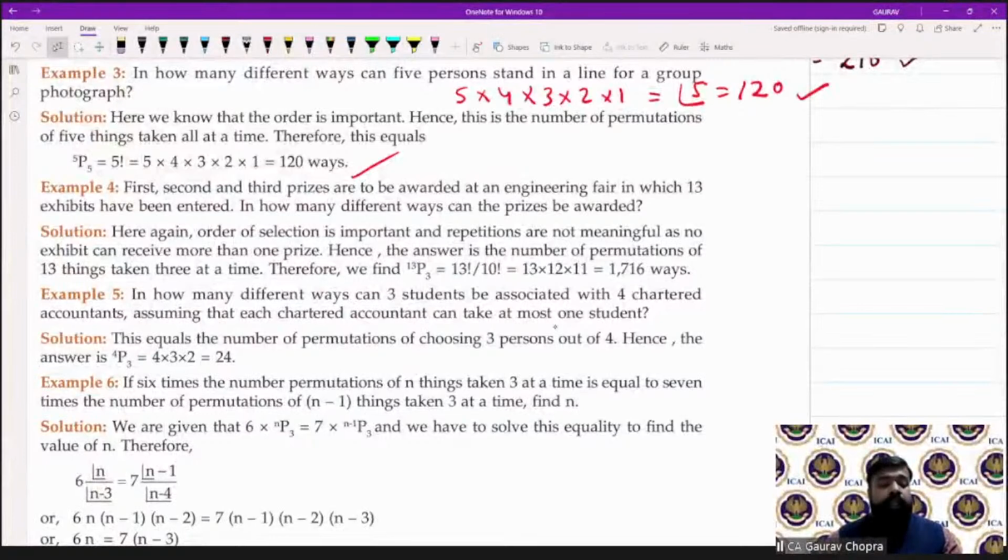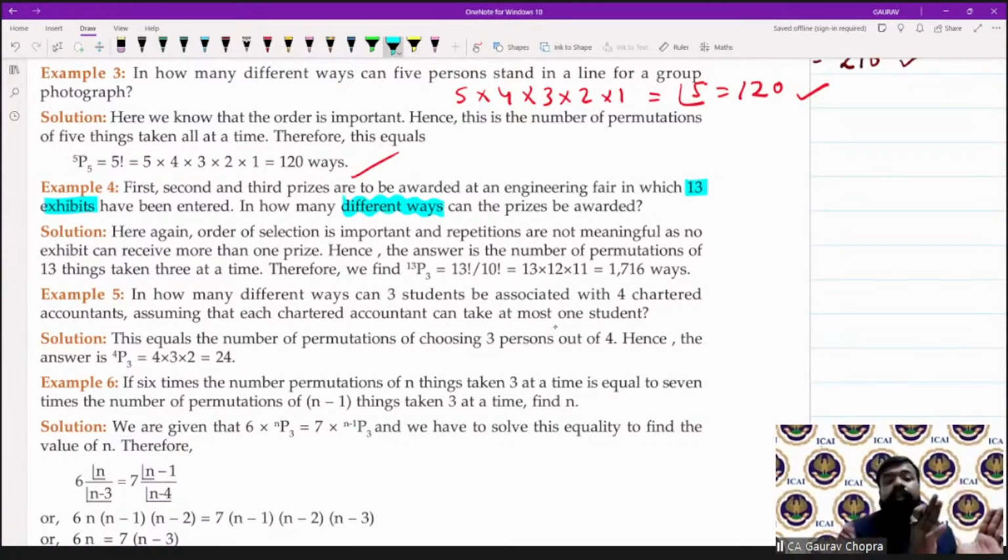Now, example number 4. First, second, and third prizes are to be awarded at an engineering fair in which 13 exhibits have entered. So there are 13 participants and we have to award 3 prizes, first, second, and then third. In how many different ways can the prizes be awarded? So how many different ways are there?